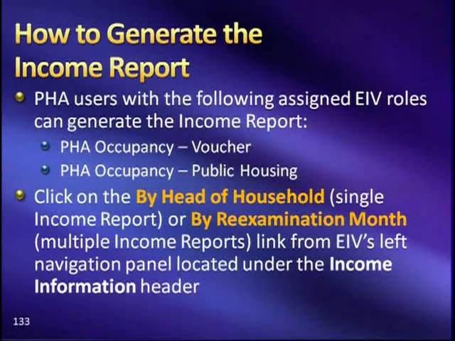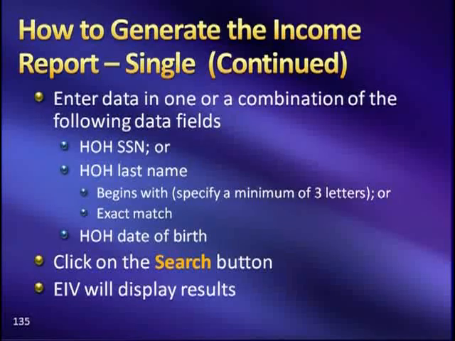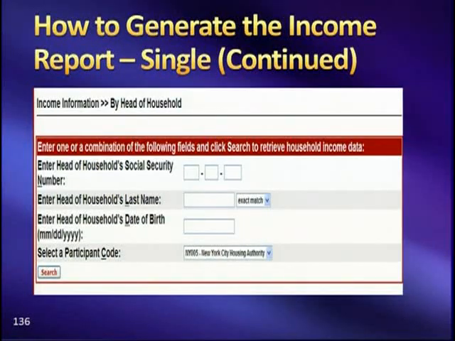Your public PHA occupancy voucher and public housing users can access the income report by head of household for a single income report or by reexamination month for multiple income reports. Notice here, click on the by head of household link, enter the data. Again, work smarter, not harder. You're entering the social security number of your tenant. If you do not have the social, then you can search by last name within your particular PHA.